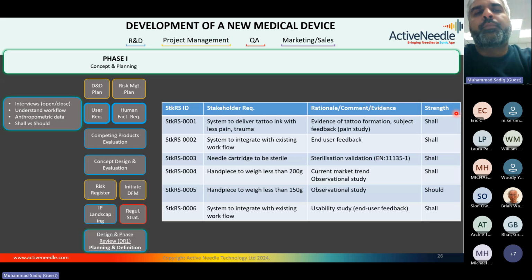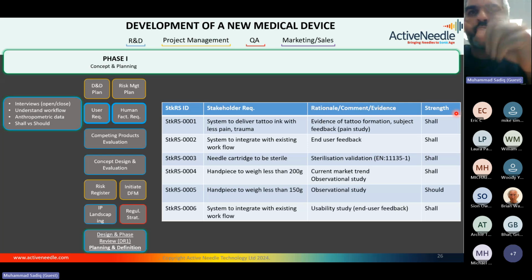One very important thing is, whenever you're capturing the requirements, you have to allocate strength. A very common thing that is used in the medical device industry is shall versus should. Any requirements that are classified as shall are must-have requirements, and should are nice-to-have requirements.